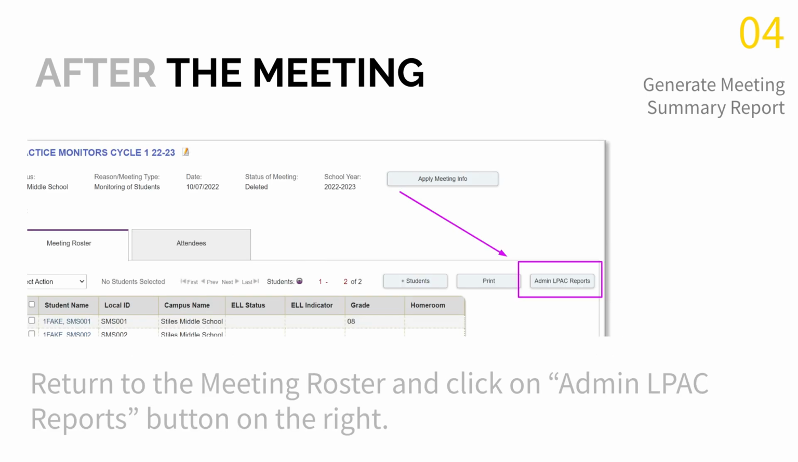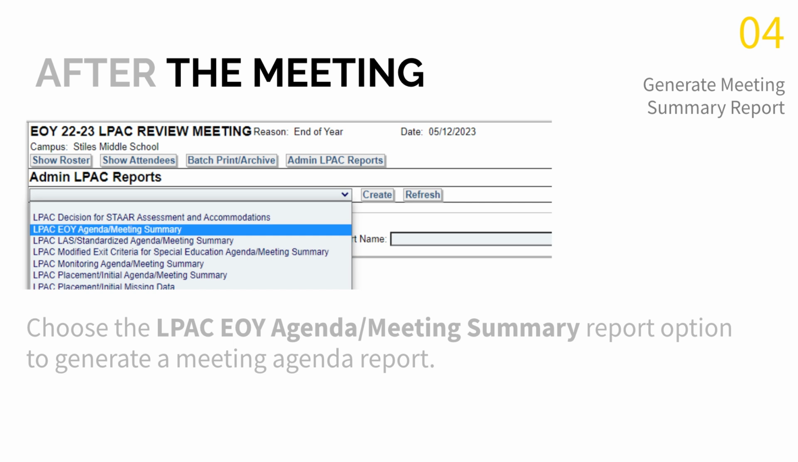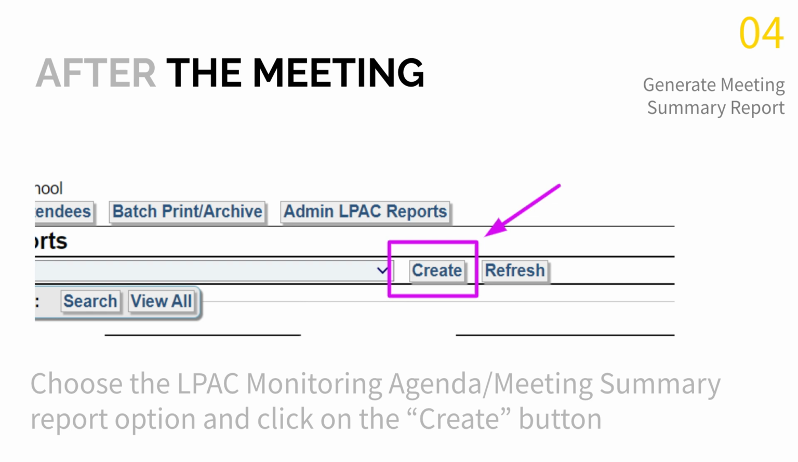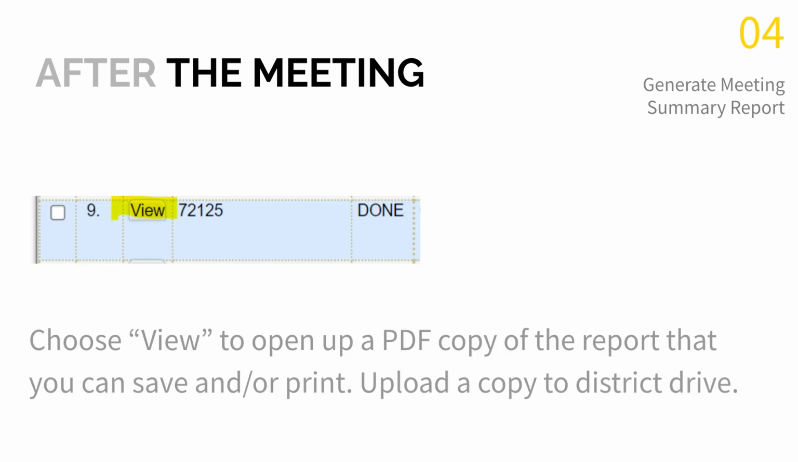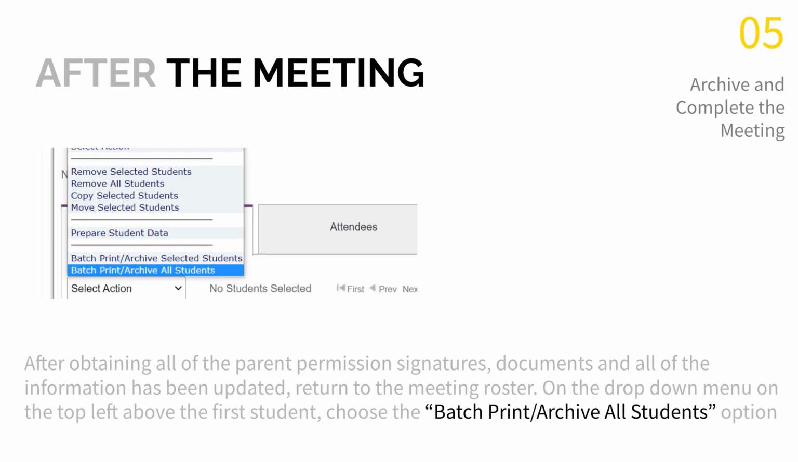Now we're going to return to the meeting roster and click on the Admin LPAC Reports button on the right. We're going to choose the LPAC End of the Year Agenda Meeting Summary Report option to generate a meeting agenda report. Choose the LPAC Monitoring Agenda Meeting Summary Report option and click on the Create button. On the pop-up screen drop-down menu, choose View Prepared Reports. Choose View to open up a PDF copy of the report that you can save and or print and upload a copy to the district drive.